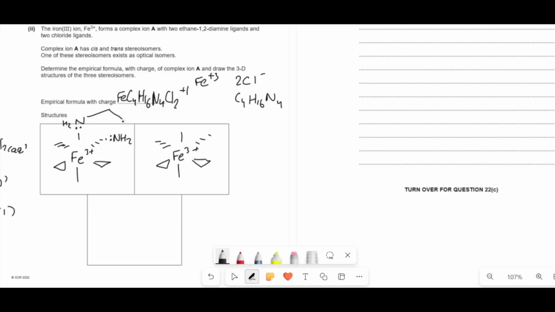So I know that there's 1, 2, like that. And then I'll do the same here. So I start with my lone pairs, NH2. Just remember to draw the lone pairs on the nitrogen and not the other thing. And then H2N here, like that. And same story. There, there, there.